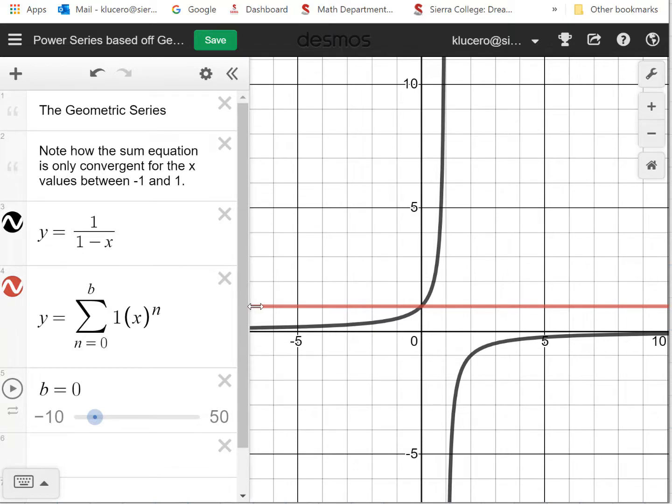So in red, what you're going to see is the partial sums. Notice the b on the top of the sum right here. This b is going to increase. We're going to increase it out to 50. So each time it goes up, we're going to be looking at one of those polynomials that we wrote out on the notebook just a second ago.